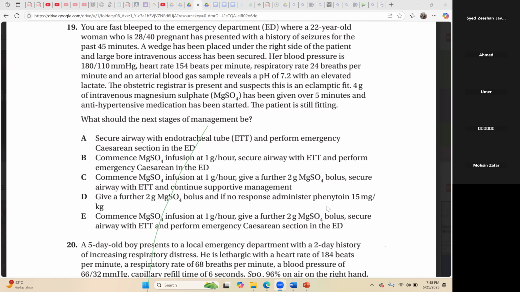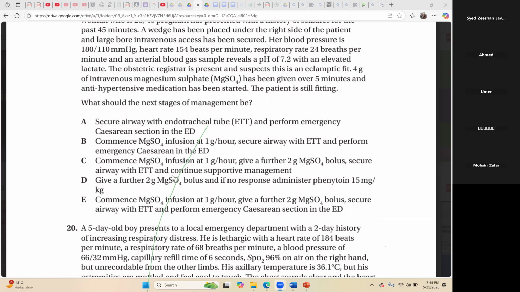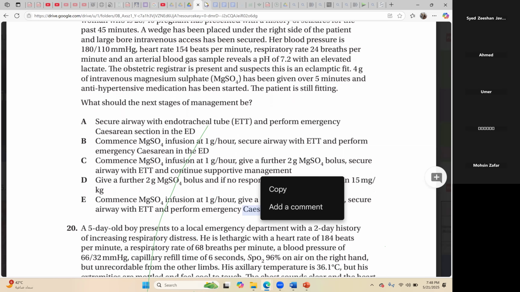If no response, administer phenytoin. Magnesium sulfate 1 gram per hour. Give a further magnesium sulfate. Secure endotracheal tube. I don't know what the answer is in this scenario, but they are saying supportive management. I don't think so. Let's see what the answer will be.